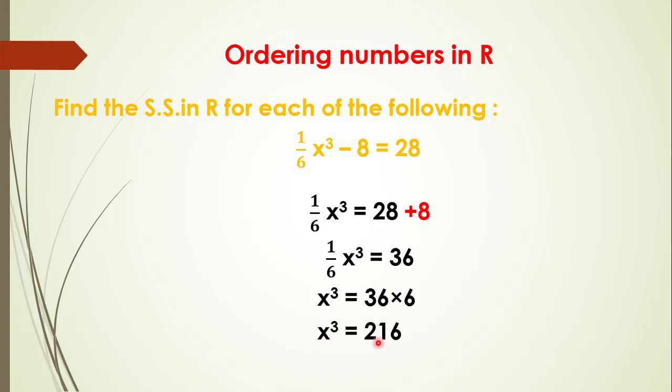Now I have x power 3. So what is the opposite of power 3? Cube root. So I'll take the cube root for both sides to get that x equals 6. So the set of solution is 6. Don't forget to write the set of solution.